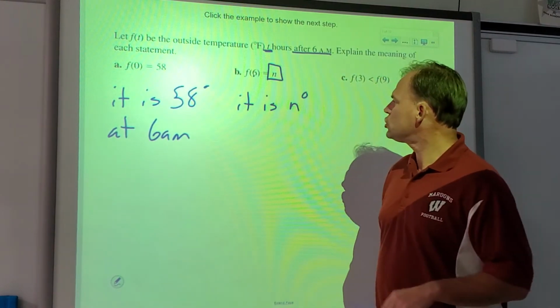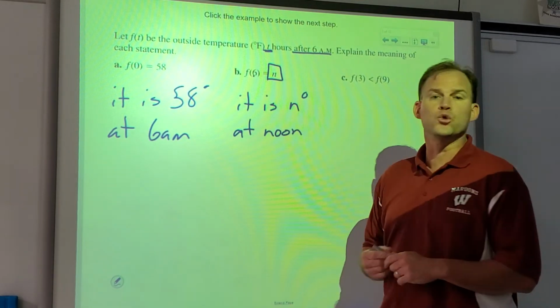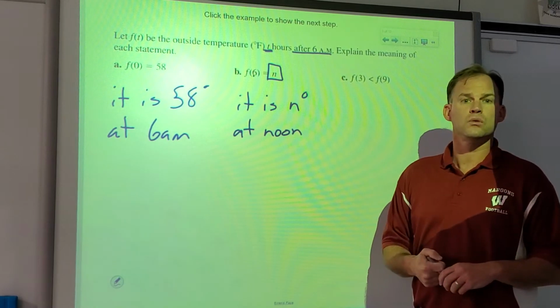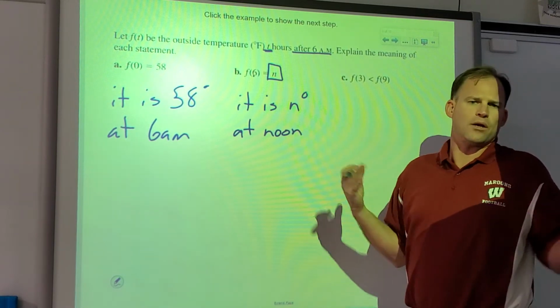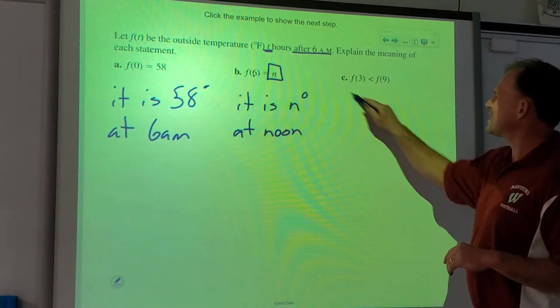Okay? So you could phrase this a lot of ways. It is N degrees at noon. Okay? 6 hours after 6 a.m. is noon. It is N degrees. I don't know the temperature, it's N degrees. It's unknown, it's a variable. So what does this mean?